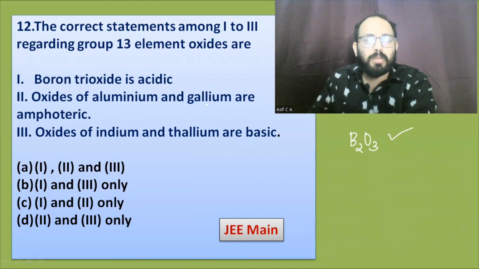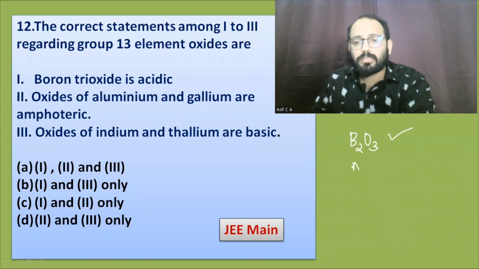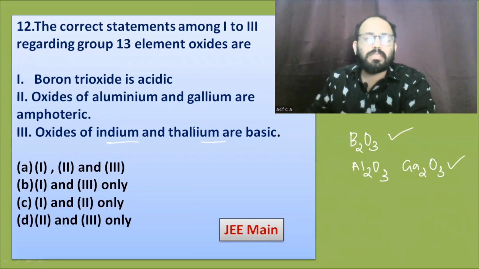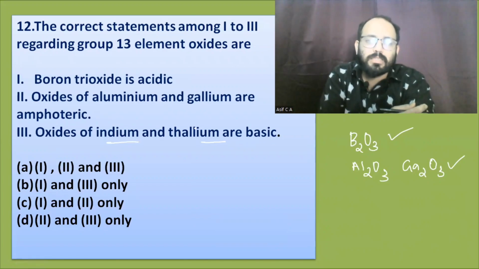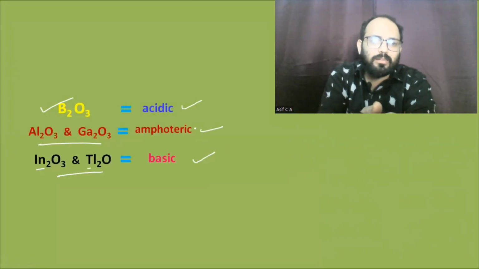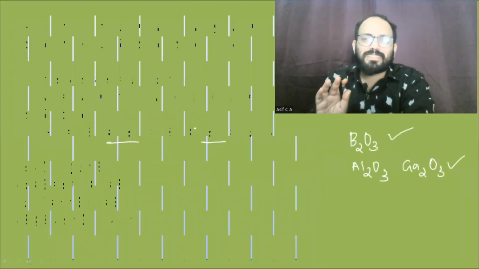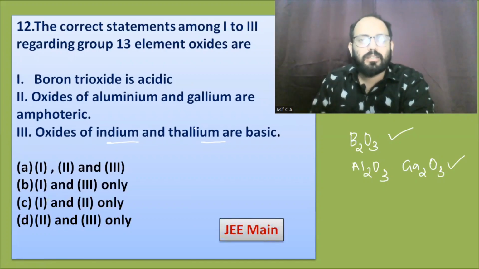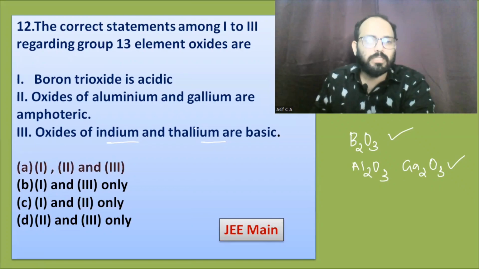Oxides of aluminum and gallium are amphoteric. Right or wrong? Yes, it is right: Al2O3, then Ga2O3. Oxides of indium and thallium are basic. Of course, that too we have seen. Clear? This is the question they have asked. How simple it is. So oxides of indium and thallium are basic. That too is correct. So which is going to be the answer? The answer is 1, 2, and 3, the first option.